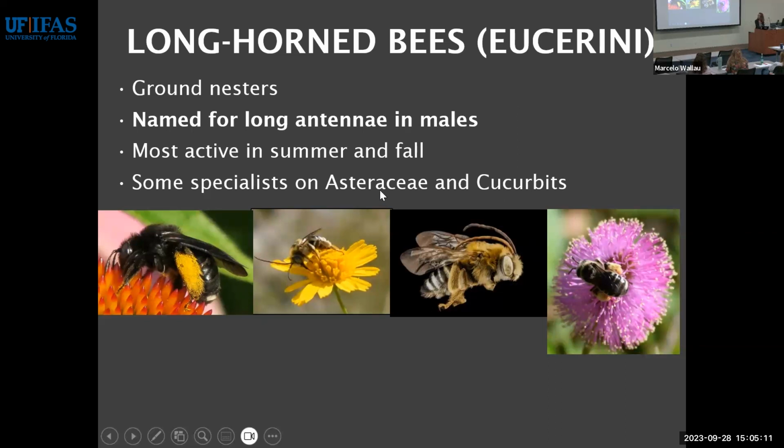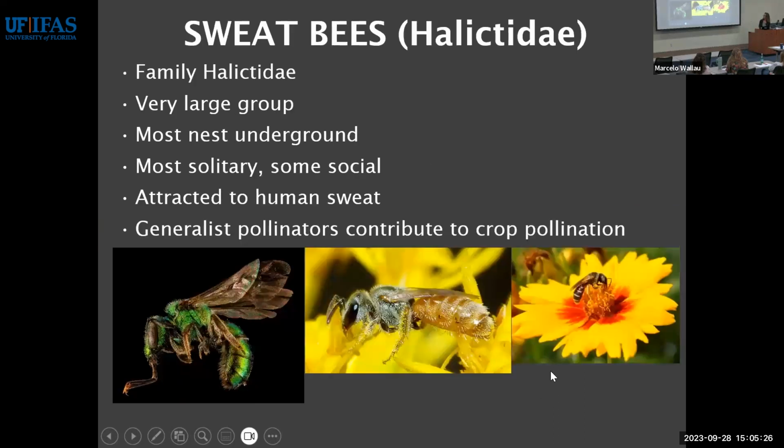So again, if you have a lot of Asteraceae plants in a solar habitat or other habitat, you'll likely find these bees, including the males with the long antennae. These are all nesters, below ground nesters, and also all solitary. Sweat bees are a really big, diverse group. Some are social, many are solitary, many nest below ground, some nest above ground. So a real diversity of biology and behavior.